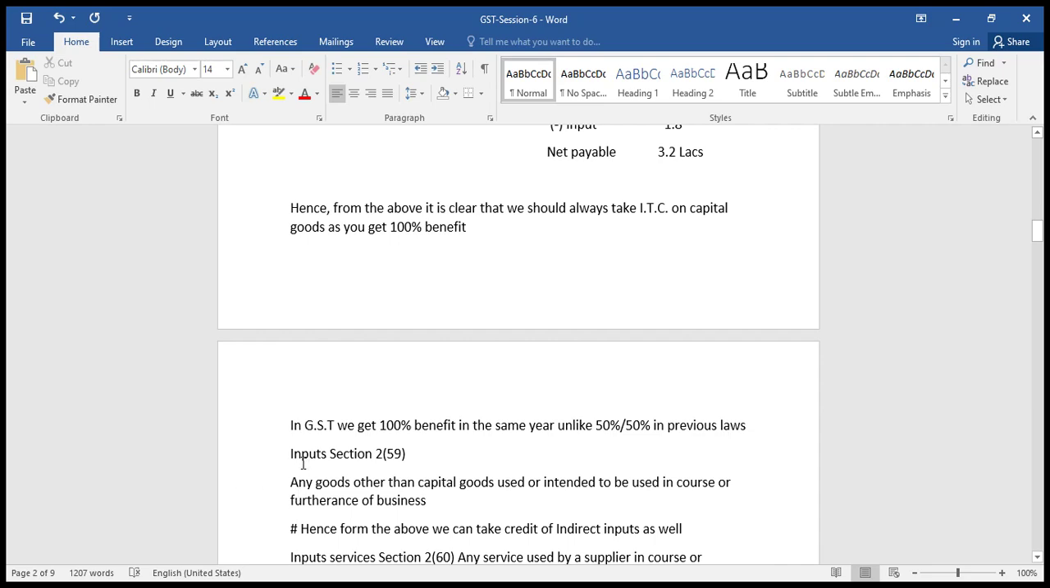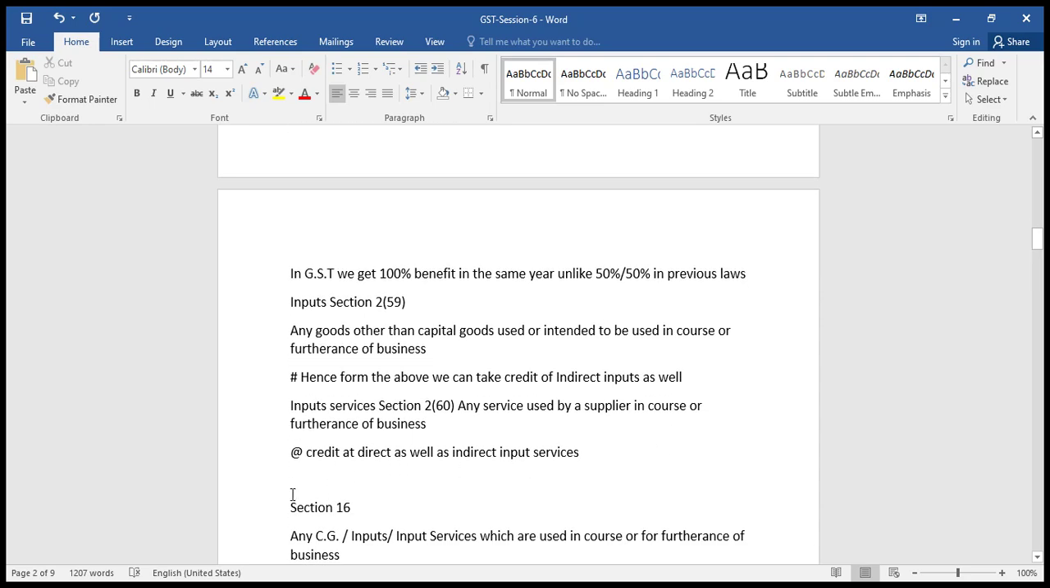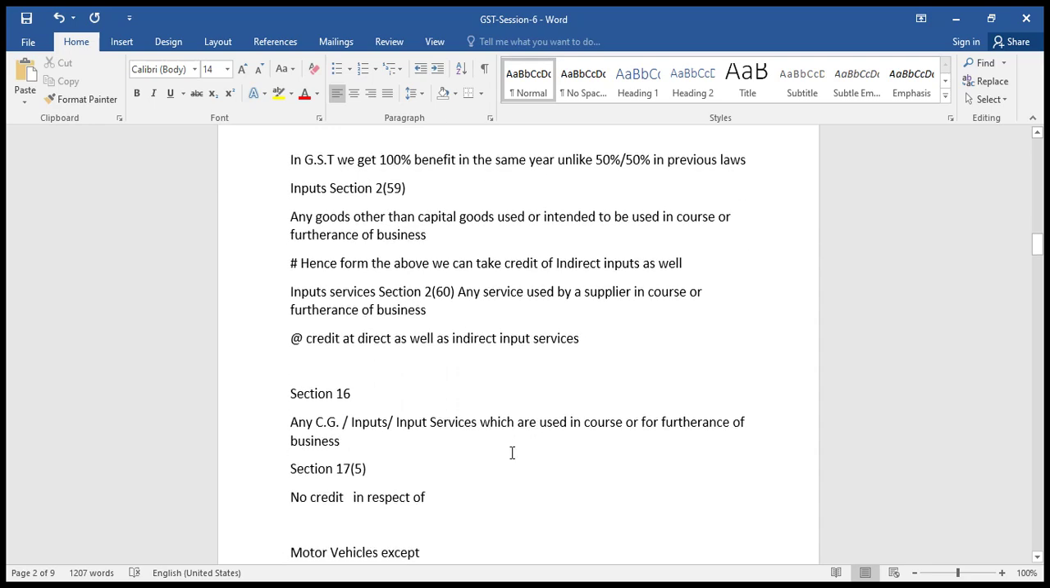Input, Section 2(59): any goods other than capital goods used or intended to be used in the course or furtherance of business. Hence, we can take credit of indirect inputs as well. Input services, Section 2(60): any service used by a supplier in the course or furtherance of business. Credit is available on direct as well as indirect input services, and on any capital goods and input services which are used in the course or for furtherance of business.